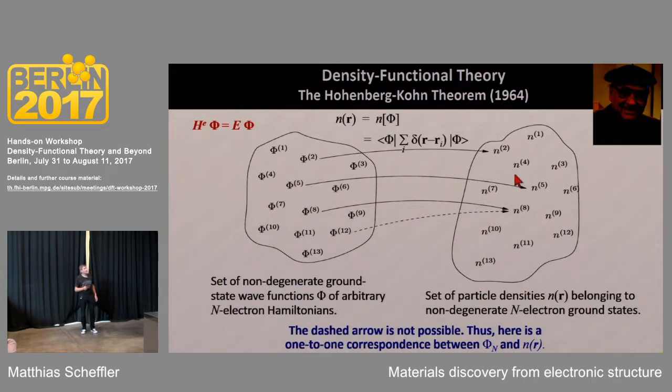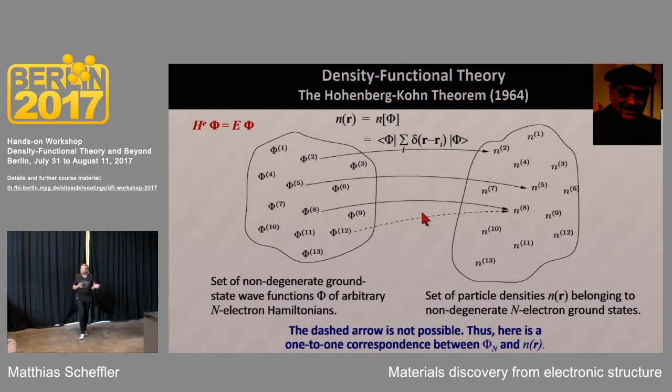Going from the left to the right, we know from quantum mechanics the density is a functional of the wave function, and this functional we know explicitly. If you give me the wave function, in principle I can calculate this expectation value by summing over these Dirac delta functions. So going from left to right, we know how to do this in principle. Every wave function has a density.